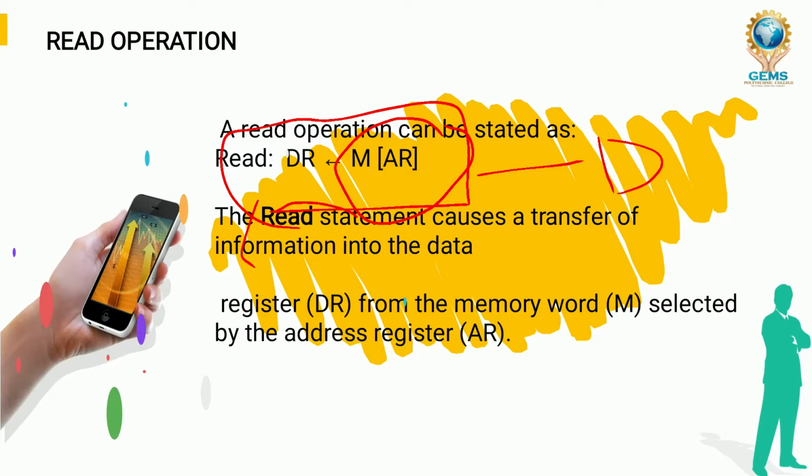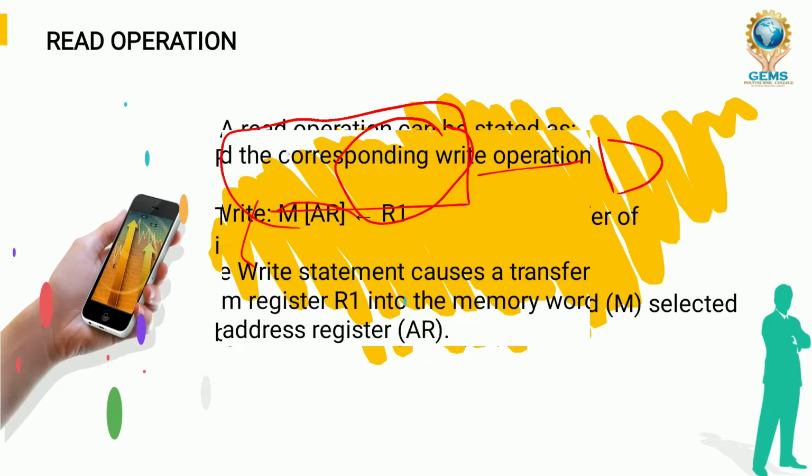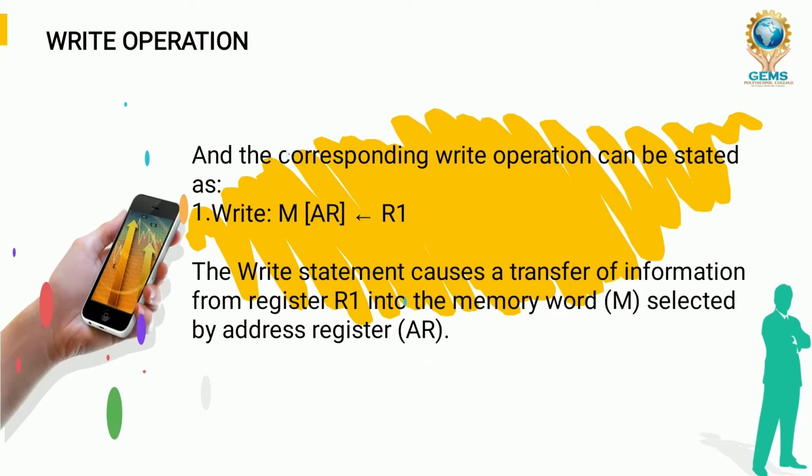And the second thing is the write operation, coming in. It's not going out, it's coming in. From where? From the R1 register, data information moving from the R1 register to memory. R1 register to memory, this is called write operation. Write operation means put data inside of a memory.